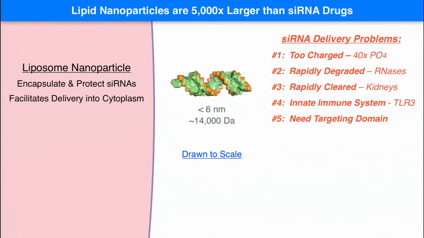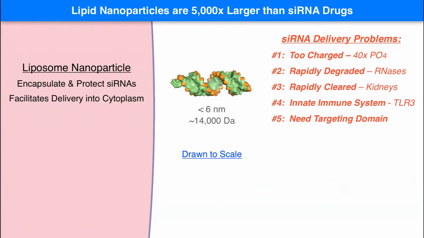So we'll get into that. One of the solutions here is a nanoparticle, and the premier nanoparticle is called a lipid nanoparticle, an LNP. These are the ones that are most advanced in clinical trials. They go to the liver, predominantly because of the architecture of the liver, and the liver's filtering these out. They encapsulate the RNA, they protect the RNA, they facilitate delivery across the lipid bilayer into the cytoplasm.